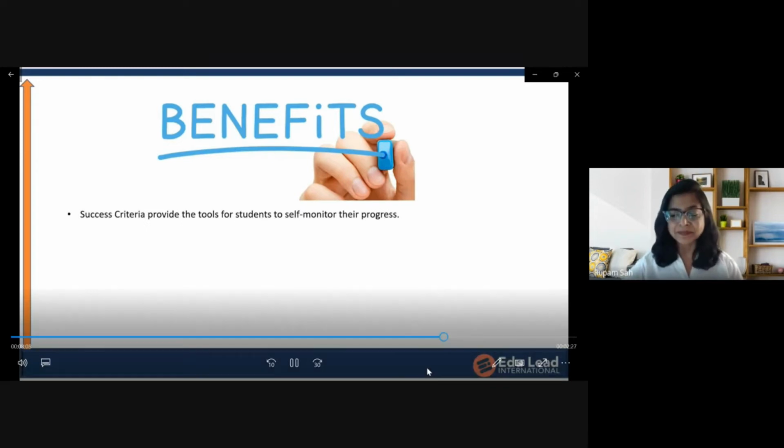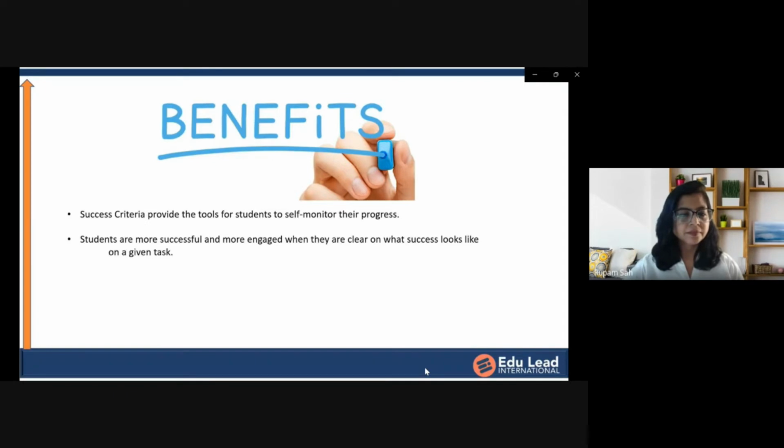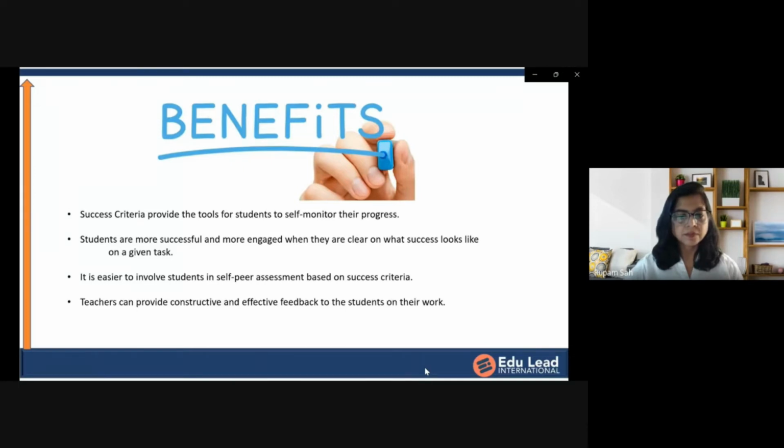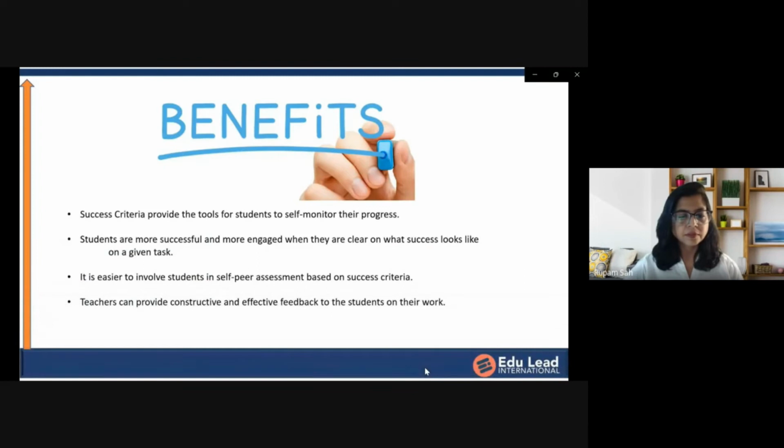Let's see the benefits. The success criteria provides the tool for students to self-monitor their progress. Students are more successful and more engaged with the task if they know very clearly what success looks like. Also, they will be able to do the self or peer assessment very nicely because the success criteria is already provided to them. And also, the teacher can provide very constructive and effective feedback to the students because there are crisp success criteria which have already been formulated.